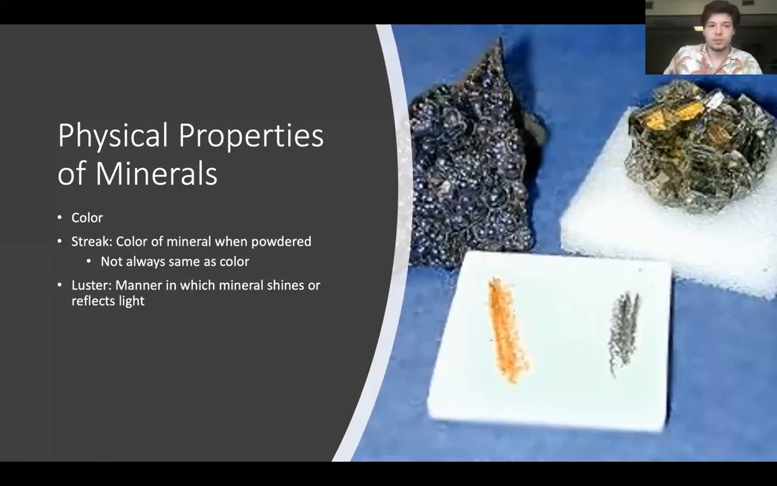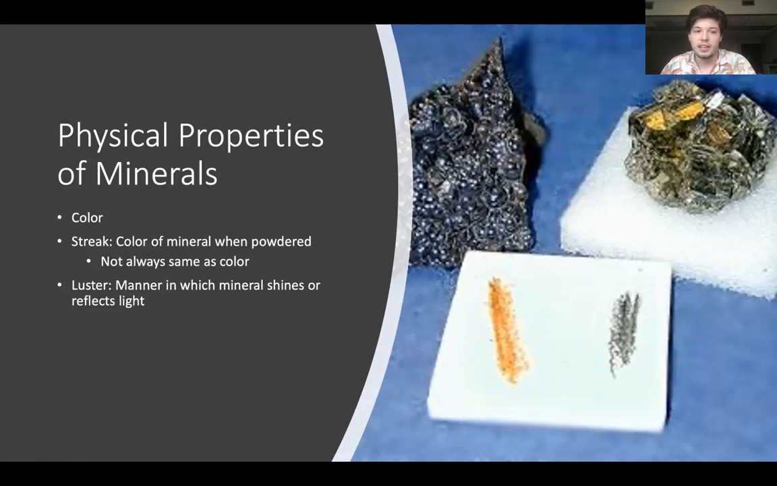So first, color. It's a pretty obvious physical property. Not much you have to do to test it. But what may be surprising is its relation to streak. So streak is the color of a mineral when it's powdered. But the color of a streak is not always the same as the actual color of the mineral. So you can see that over here in this blurry image where this mineral may have a black or dark gray color, but it has an orange streak. And that is true for some minerals and is important in identifying minerals by their physical properties.